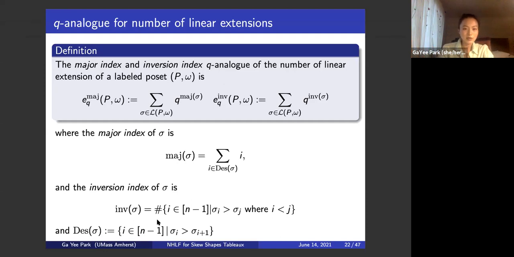I'll do examples. And also for the inversion case, we're looking at the inversion index of the sequences of linear extensions, where an inversion is a pair of positions where the number coming after is less than the number itself. I'll do examples.